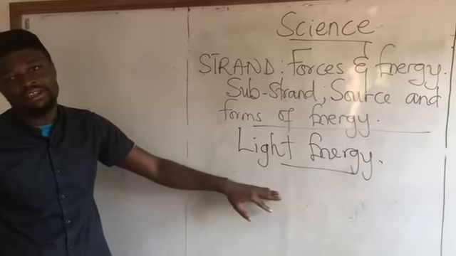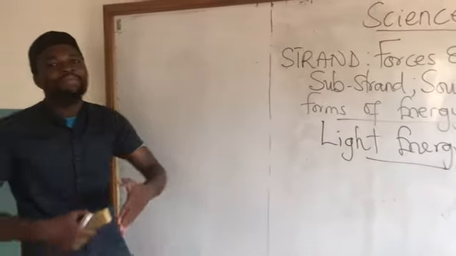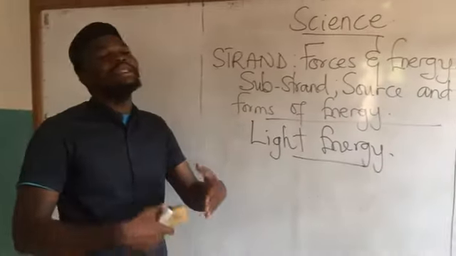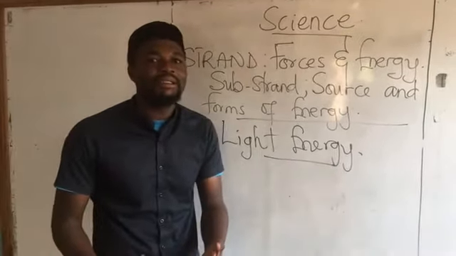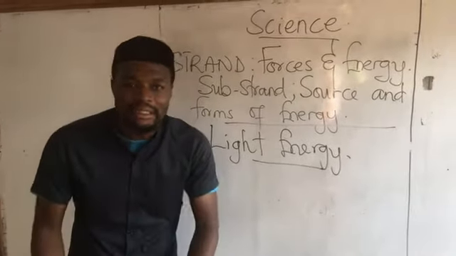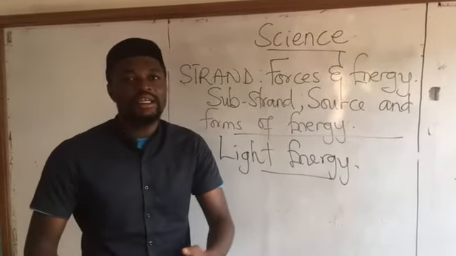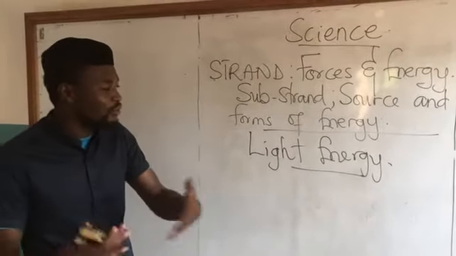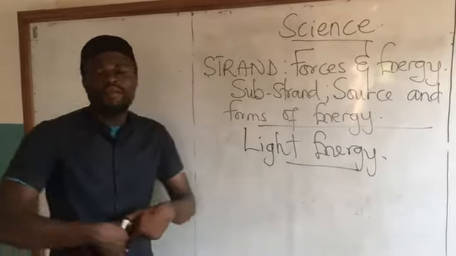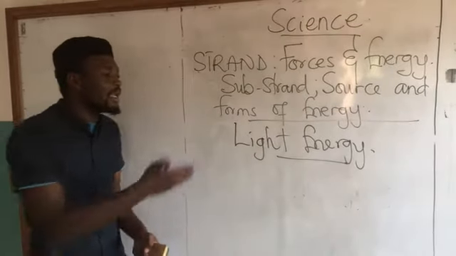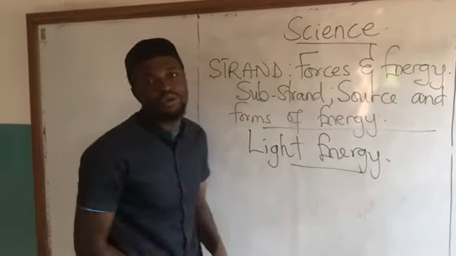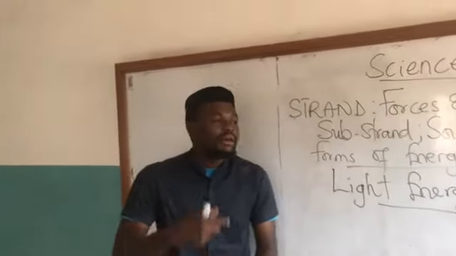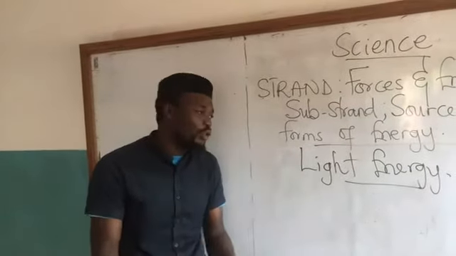By the way, what is energy? We all know that energy is the ability to do work. We learned this even from the measure, right? We said energy is the ability, or someone will say the capacity, to do work. But this time around, there are different forms of energy, right? And light energy is one of the sources of energy.